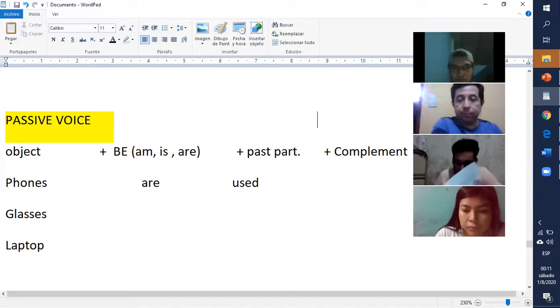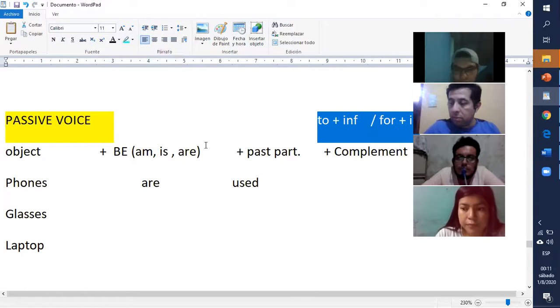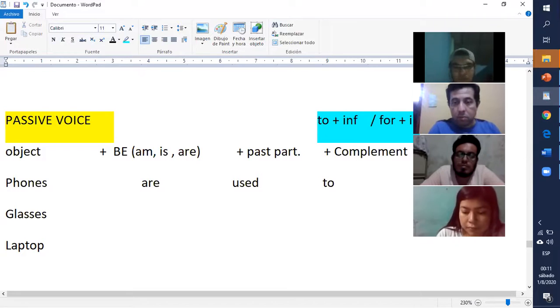In the complement, we have two options, right? We can say to plus infinitive, or we can say for plus ing. For the complement, we have two options, and it's going to mean exactly the same, okay? There's no difference. You can decide either or. So phones are used to do what, guys?